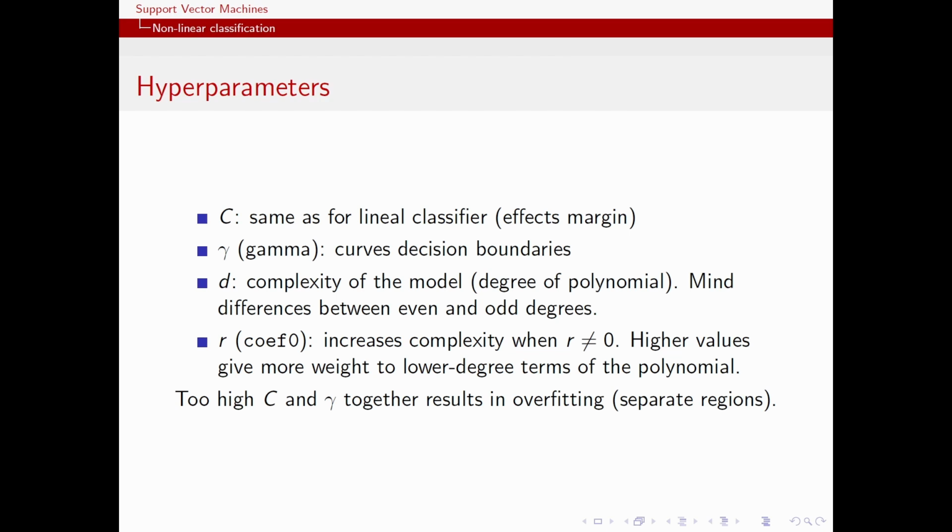And the last hyperparameter that I will mention here is the r. In scikit-learn it is called coef0, and you will also see that in the coding examples. The complexity of the curve increases when r is not equal to 0. So if r has a different value, then we end up with a more complex model. And the higher values of r give more weight to the lower degree terms of the polynomial. So if you end up playing a lot with the coefficient, then maybe you should switch to the RBF kernel instead.